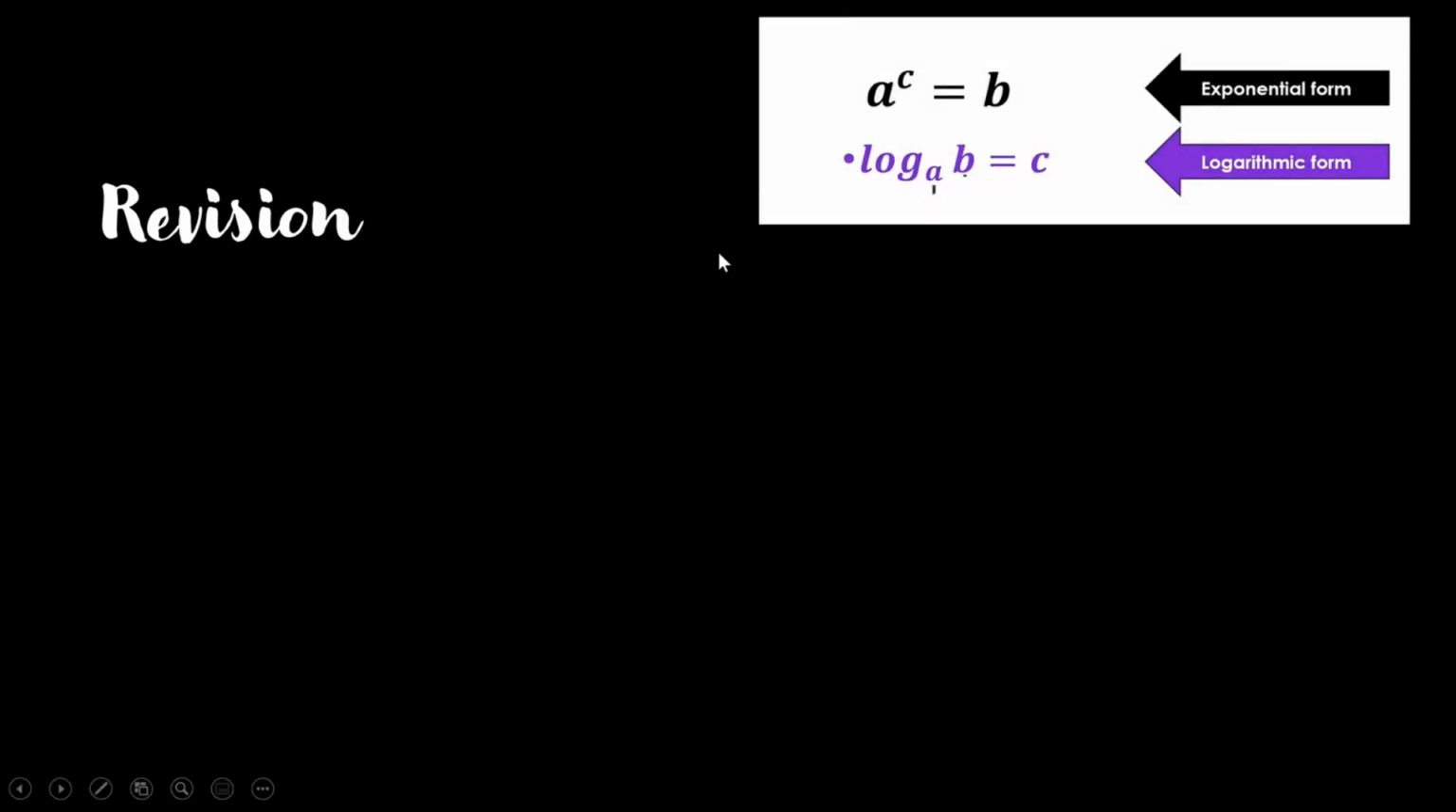These are the two forms of an equation, where the first one is the exponential form and the second one is the logarithmic form. In the logarithmic form, if you can see, there are three letters, where A is called the base, B is called the argument, and C is the logarithmic value.